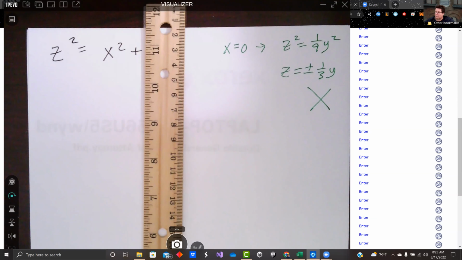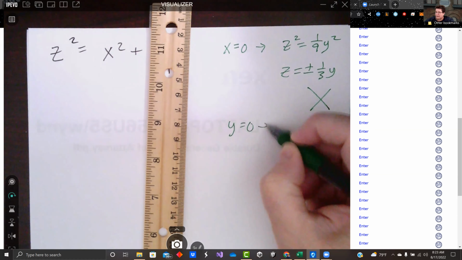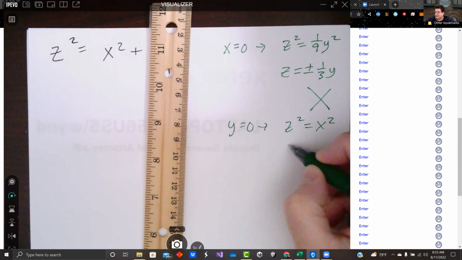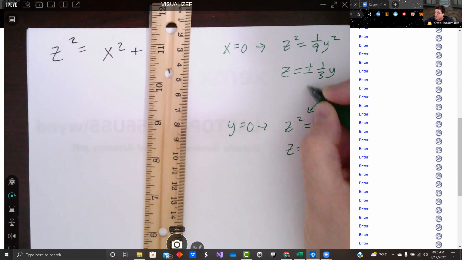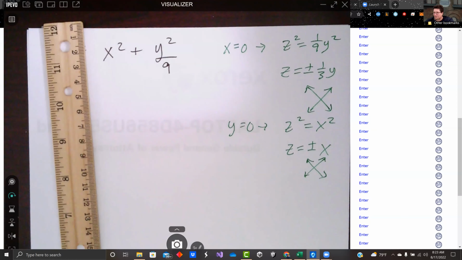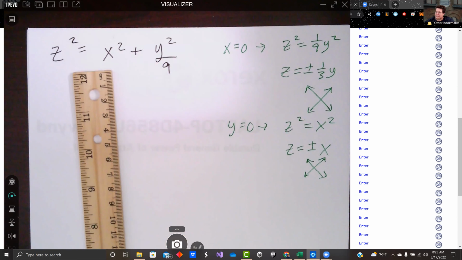If I do the same thing with y equals 0, I get z squared equals x squared, and so z equals plus or minus x when you take the square root of both sides. Again, crisscross lines. That looks like an x, so maybe I'll draw that. So those two cases are similar. Those are the cases where z squared appears on the other side, but the case we want to look at is z being negative.